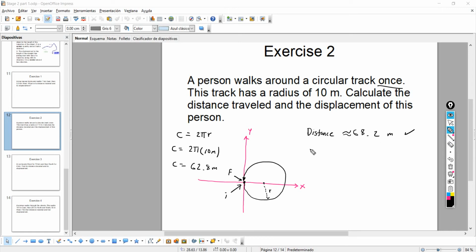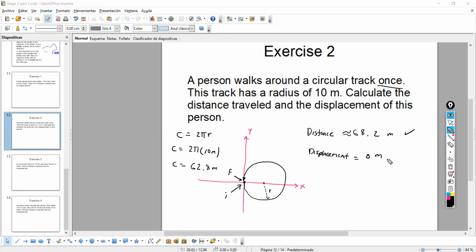Okay, very good. Now, what about the displacement? Remember, the displacement means the length of the straight line joining the initial point and the final point. But in this case, since the initial point and the final point of the motion coincide, then clearly the displacement has to be 0 meters, right? Because this person went back to the same initial position. So there is no displacement. The displacement is 0. This is perfect. There is nothing wrong with this calculation.